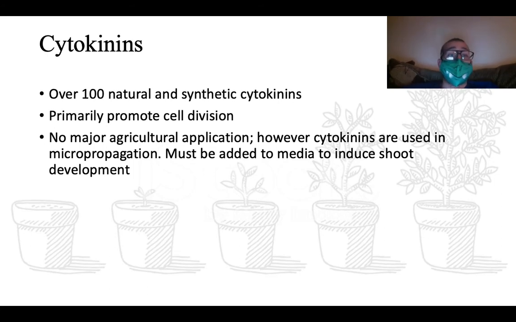Anyway, there's over 100 natural and synthetic cytokinins. They primarily promote cell division. We don't have a huge agricultural application for them, but they are important for micropropagation. I don't think we get into micropropagation in this course, but it is a process by which you take plant tissues, grow them in media in like a petri dish in a lab, and you're able to, from a small amount of plant tissue, get an entirely new plant.